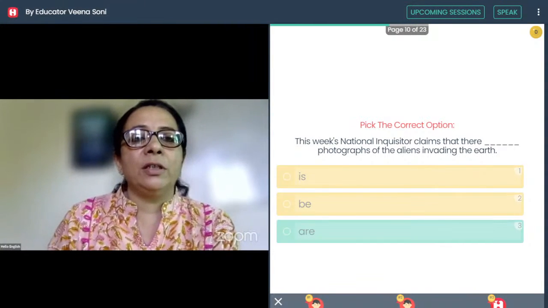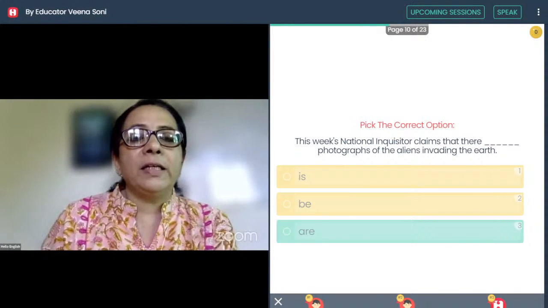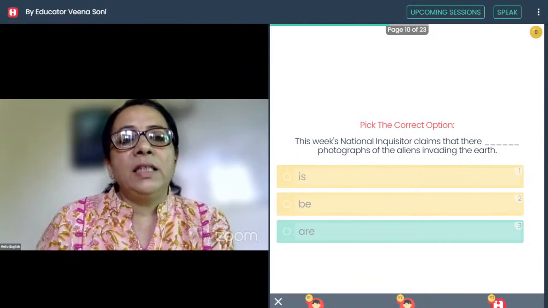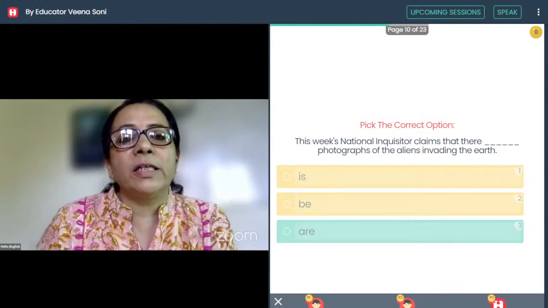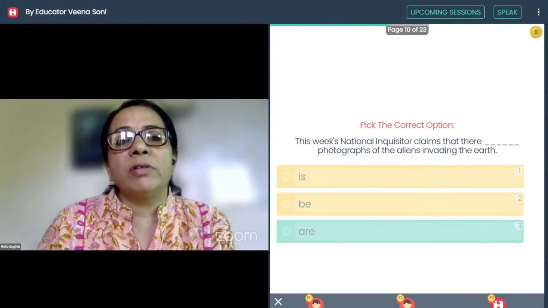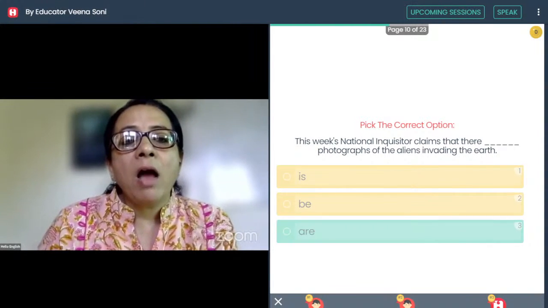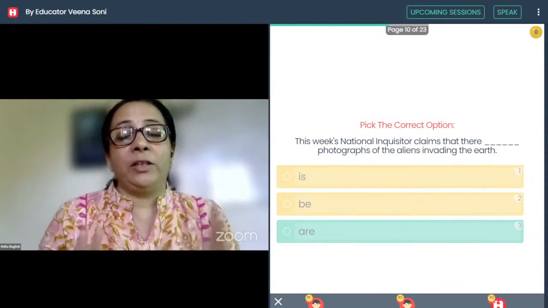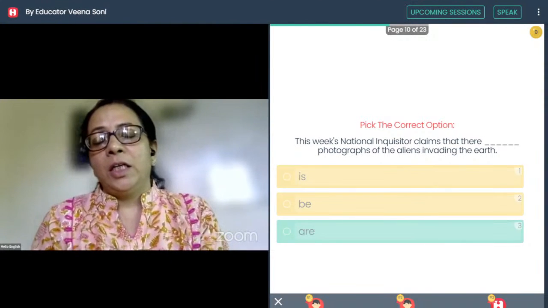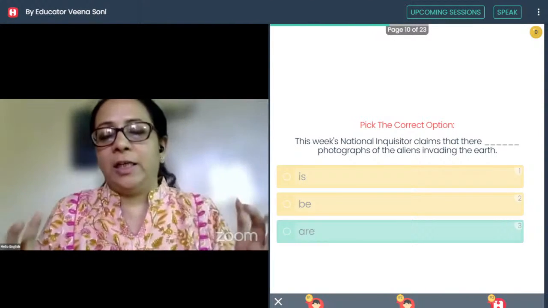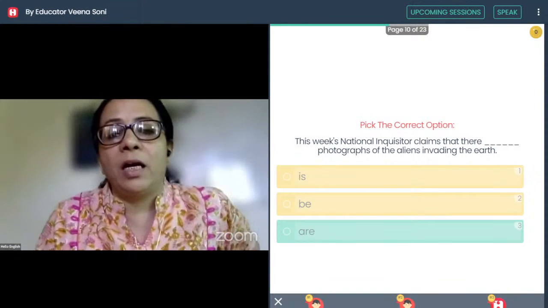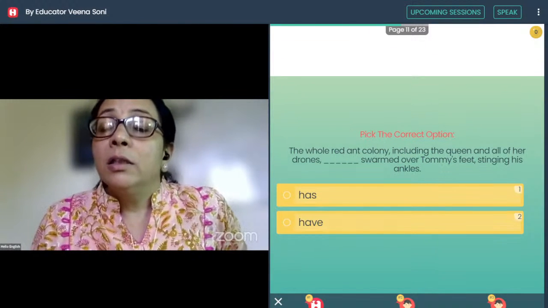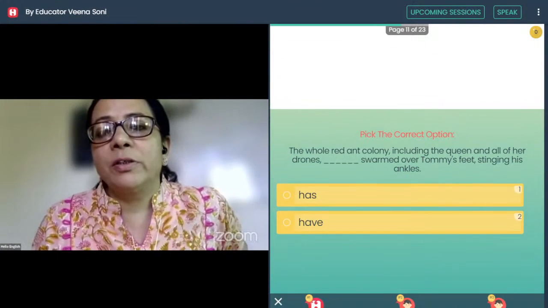This week's National Inquisitor claims that there are photographs of the aliens invading the Earth. That means the subject here is photographs. ये पैपराजीज ने जो फोटोज खींची हैं उनकी बात हो रही है यहाँ पे, इसलिए यहाँ पे आर का इस्तेमाल किया है. Again, first we are talking about the verb and then follows the subject.